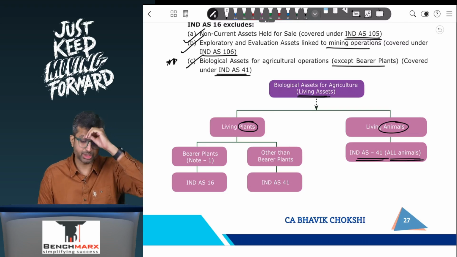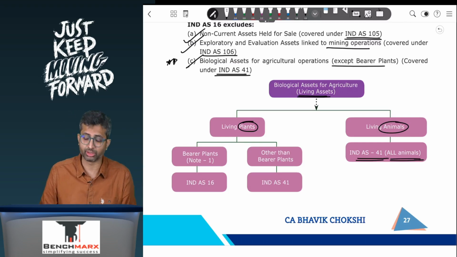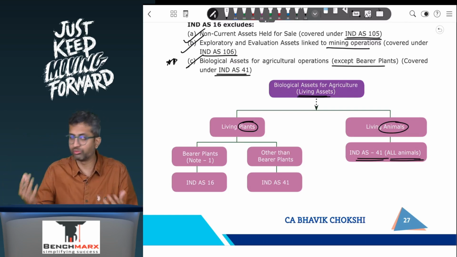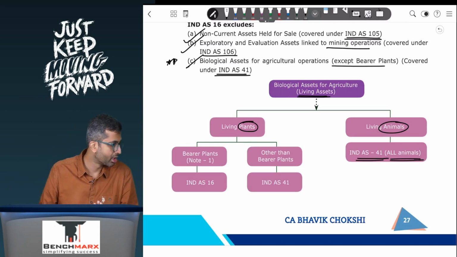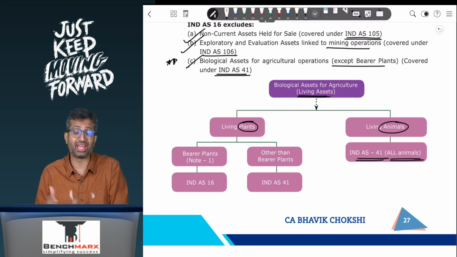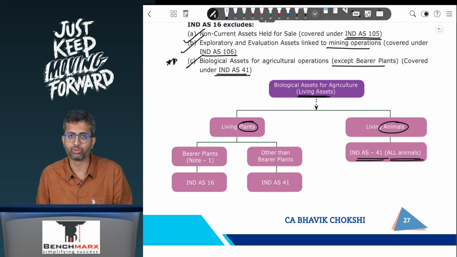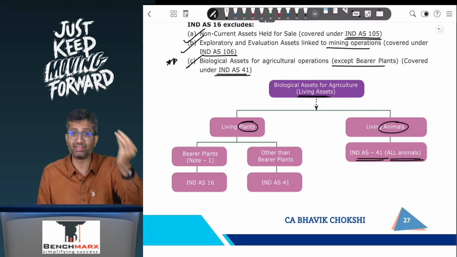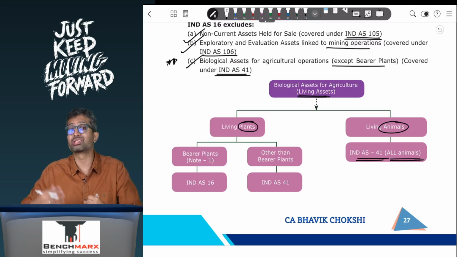Basically, all living animals which are used for agricultural purposes, like cows used by Amul, for example, will be covered under Ind AS 41. Or sheep which are held for the purpose of rearing and getting the wool will be covered under Ind AS 41. Or if you are running a poultry farm and you have hens who are giving eggs, they are also covered under Ind AS 41. We will study Ind AS 41 separately. But remember that all living animals, that is livestock, will be covered under Ind AS 41 only. There is nothing called a bearer animal.